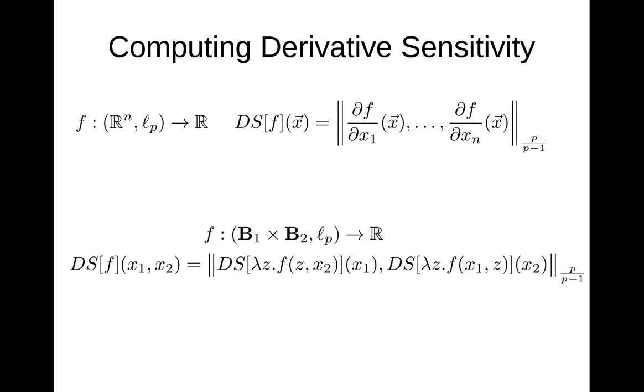We also have a combinator property. Let's say we have a Banach space, which is really a Cartesian product of two Banach spaces. And the norm on this Banach space is also a combination of the norms on the component spaces with an LP norm. In this case, we can again compute the derivative sensitivity of F as a combination of the derivative sensitivity of F restricted to the first component and the derivative sensitivity of F restricted to the second component.